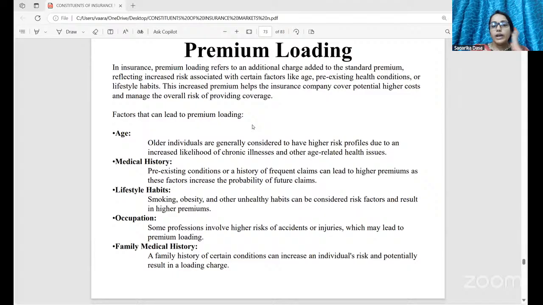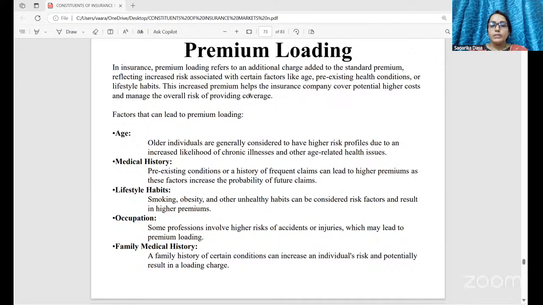And the next topic we have is premium loading. In insurance, premium loading refers to an additional charge added to the standard premium, reflecting increased risk associated with certain factors like age, pre-existing health condition, or lifestyle habits. Now, premium loading is an additional charge that is made to the actual standard premium. That means your premium value will be increased, maybe because of factors like health conditions or lifestyle habits.